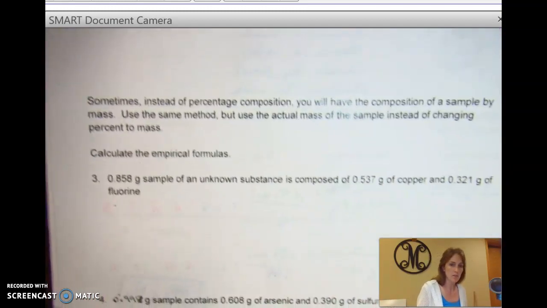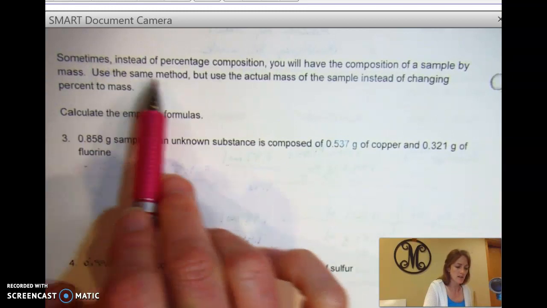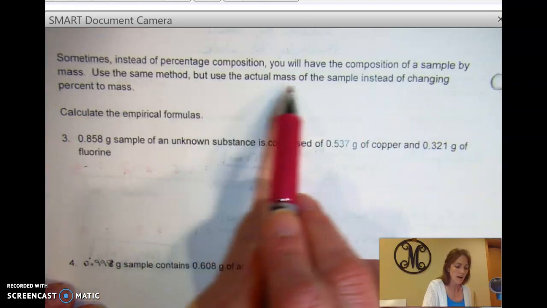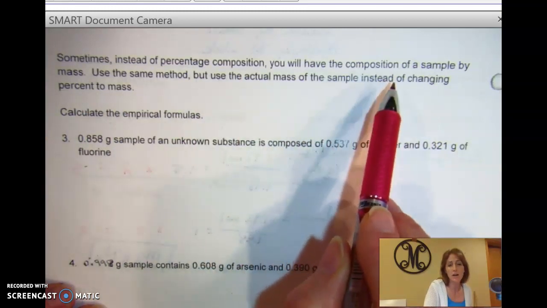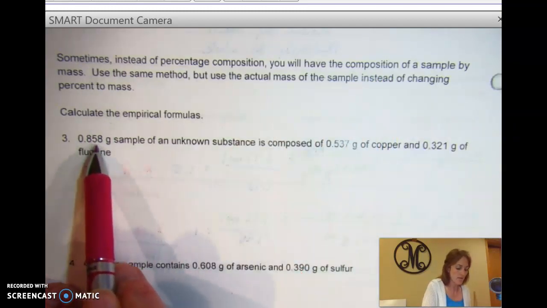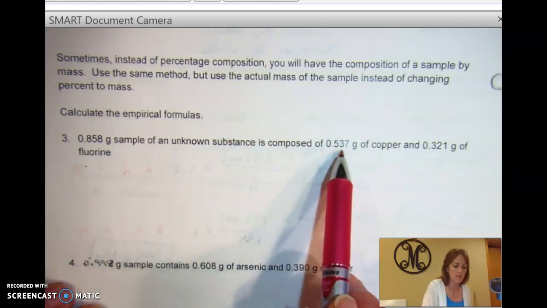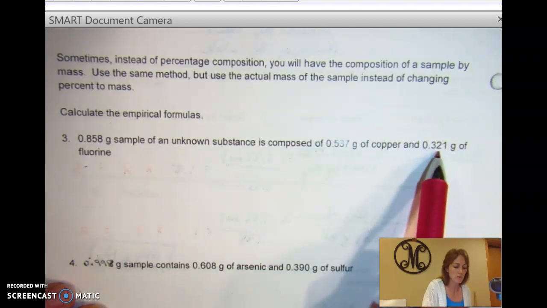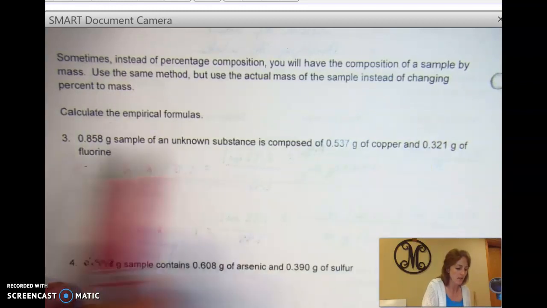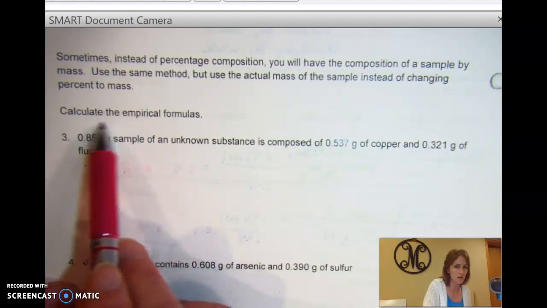I'm going to do one more example at the bottom of the page here. So sometimes instead of percent, you will have composition by mass, but we do the same steps, except this time we don't have to change the percent to mass. They already gave us the mass. So you have a 0.858 gram sample of some substance that's made of 0.537 grams of copper and 0.321 grams of fluorine. Notice if you add these two numbers together, that's our total sample. So this is actually a little extra information that you don't need.